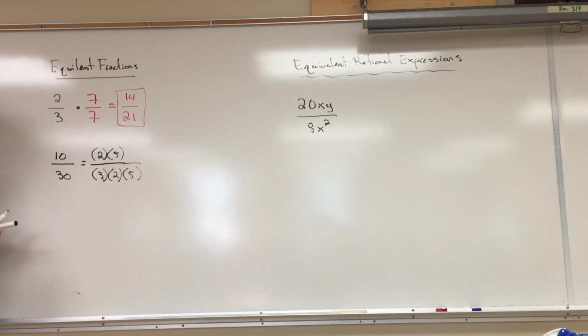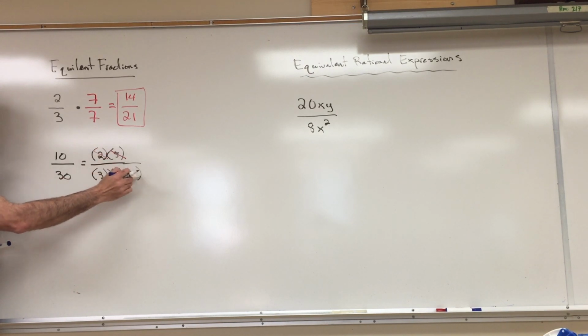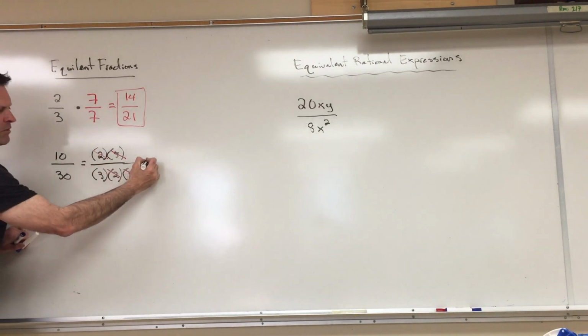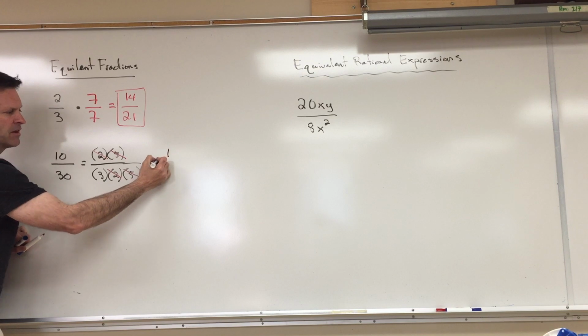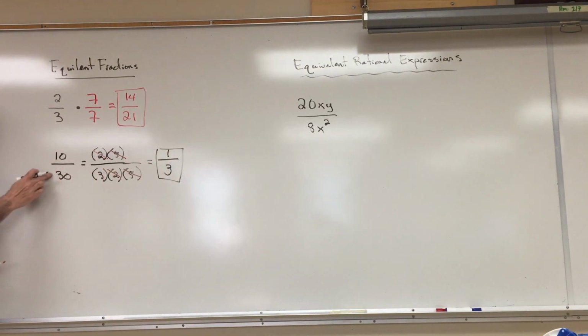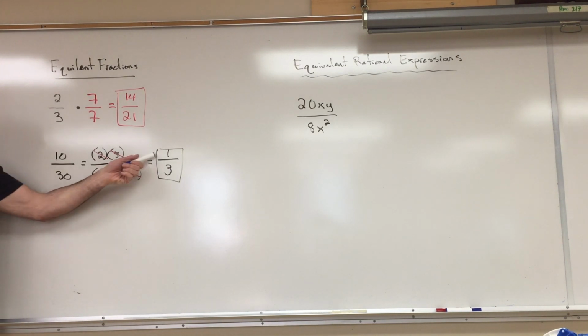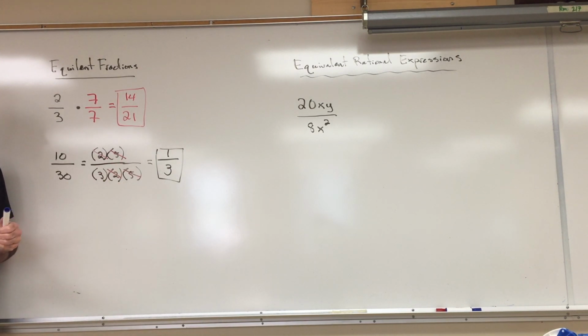You do this in your head a lot. I'm just putting it down on the board here. Then we cancel out common factors, top and bottom. I have a 2 in the top and a 2 in the bottom, a 5 in the top and a 5 in the bottom. And all that would leave me with is, in the top I always have at least a 1, and then the bottom 3, so 1/3. 10/30 is equivalent to 1/3. Different numbers, but they have the same value.